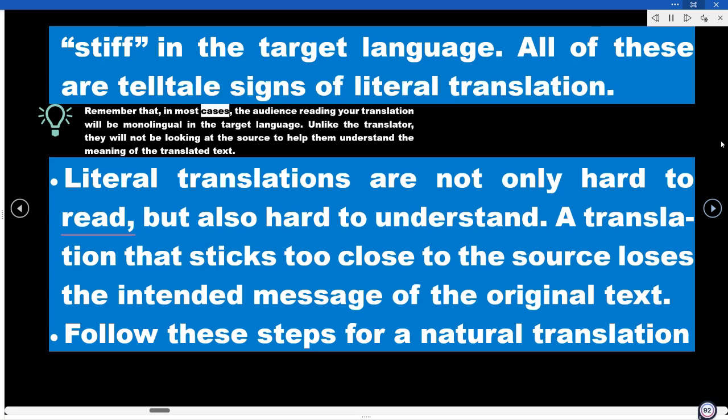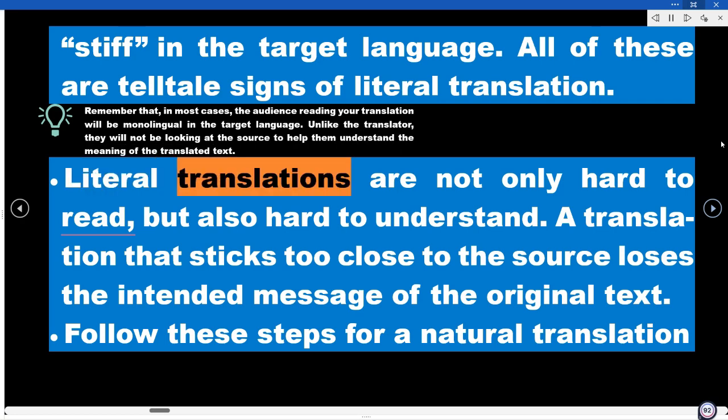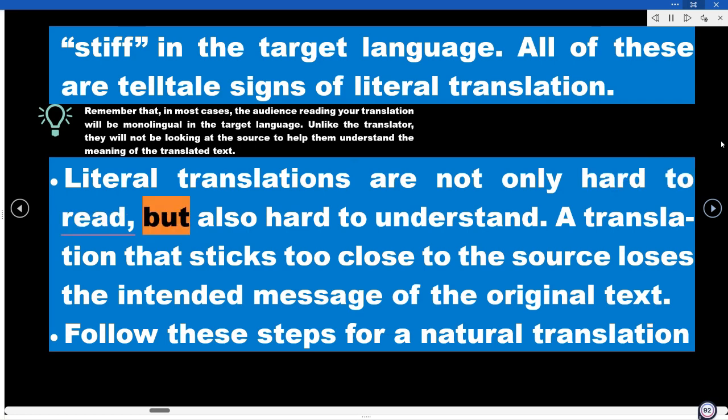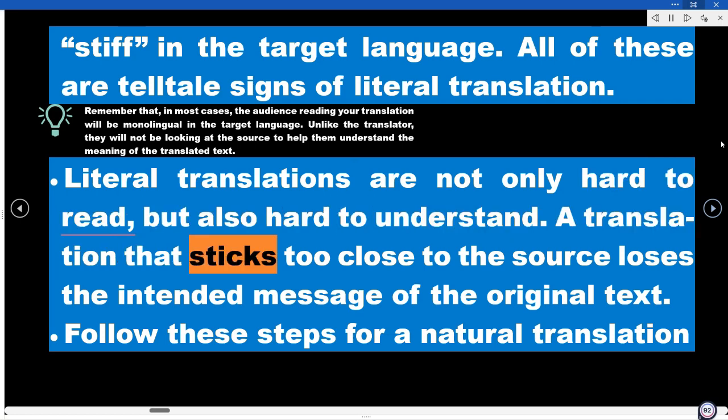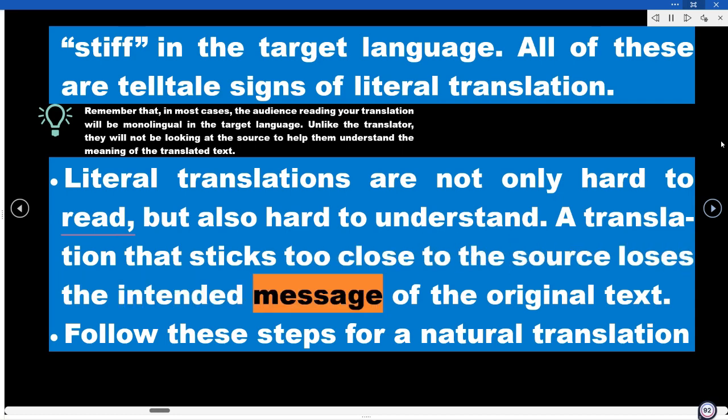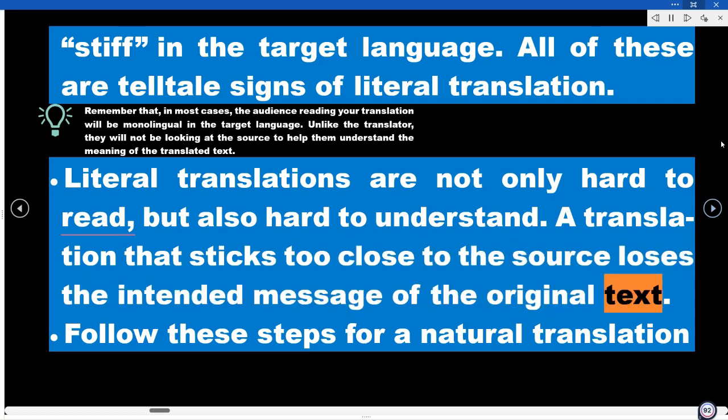Remember that, in most cases, the audience reading your translation will be monolingual in the target language. Unlike the translator, they will not be looking at the source to help them understand the meaning of the translated text. Literal translations are not only hard to read, but also hard to understand. A translation that sticks too close to the source loses the intended message of the original text.